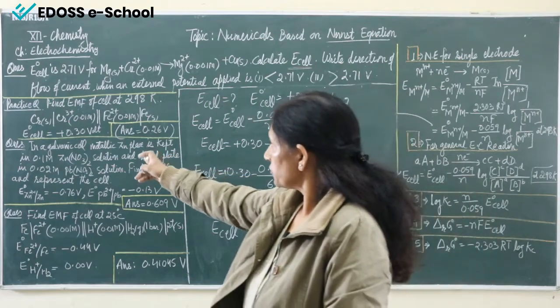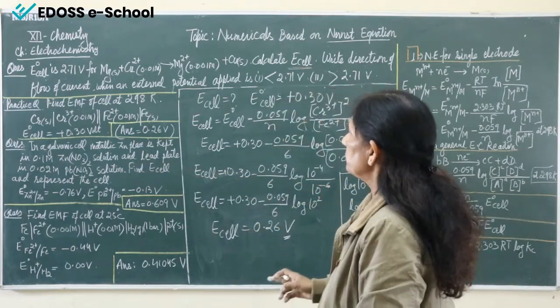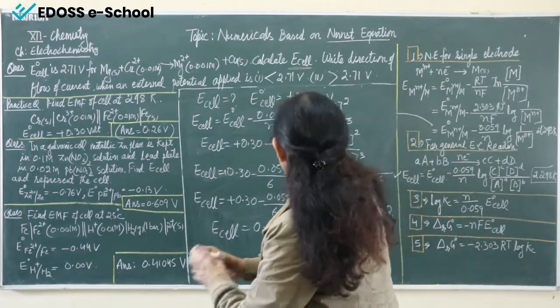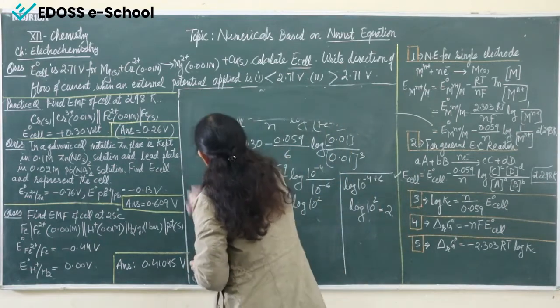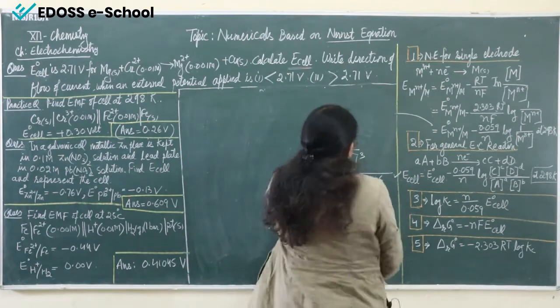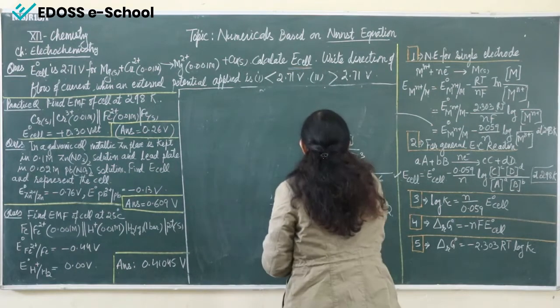Now we can see question number 3. In question number 3, let's see what is given to us and what we have to find, and from these 5 formulas, which formula will be applied.